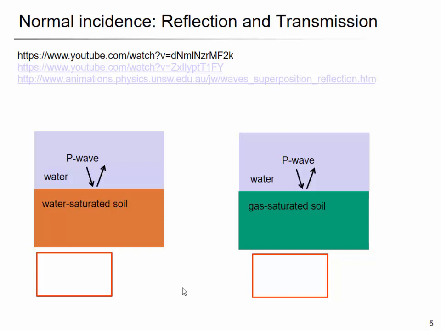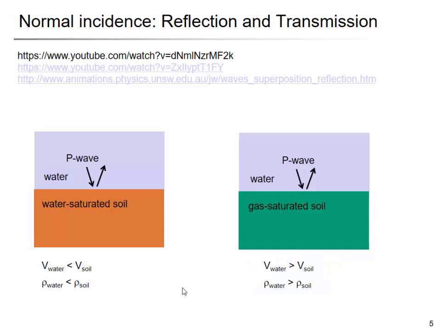When you have a P wave transmitting from the water and meeting the interface between the soil and the water, water-saturated soil will have a higher, faster P wave velocity, more than 1500 meters per second, and the density is also higher. So the P wave is transmitting from a low impedance material to a high impedance material. If you have gas-saturated soil, it's the opposite case. You have a low impedance material transmitting the P wave and meeting the interface with a high impedance material.